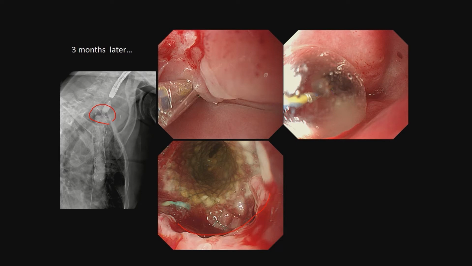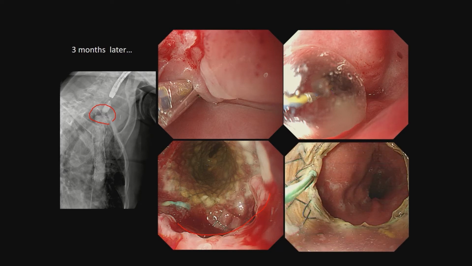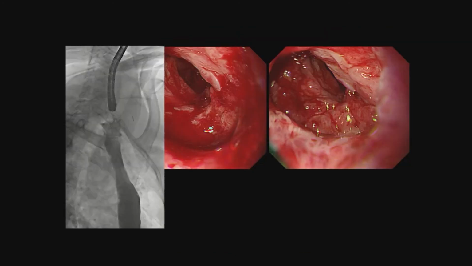So I just removed the stent, and the distal part is very fine. After removing the stent, there is a very deep ulceration with bleeding. But when we checked the fluoroscope, there's no defect or leakage. So it was a successful removal of the stent.